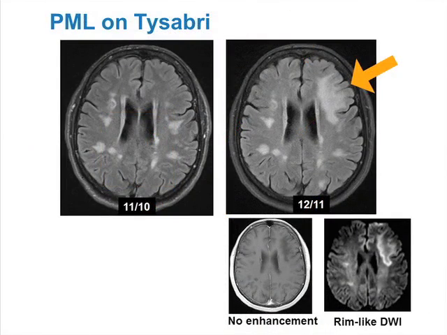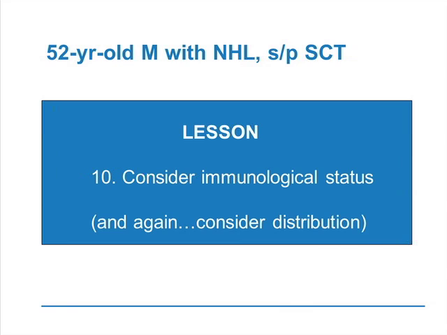This next slide shows PML on Tysabri. And this is very important to realize that if you have patients on powerful immunosuppressants, one of the goals is to see complications that may come from them. And here you can see this new growth of the subcortical white matter signal abnormality. It's a little bit tumefactive, and this occurs in a different location than the other characteristic lesions. It shows no enhancement and has a very characteristic rim-like hyperintensity on the DWI sequence. So lesson number 10, consider the immunological status, and again, consider the distribution of lesions.